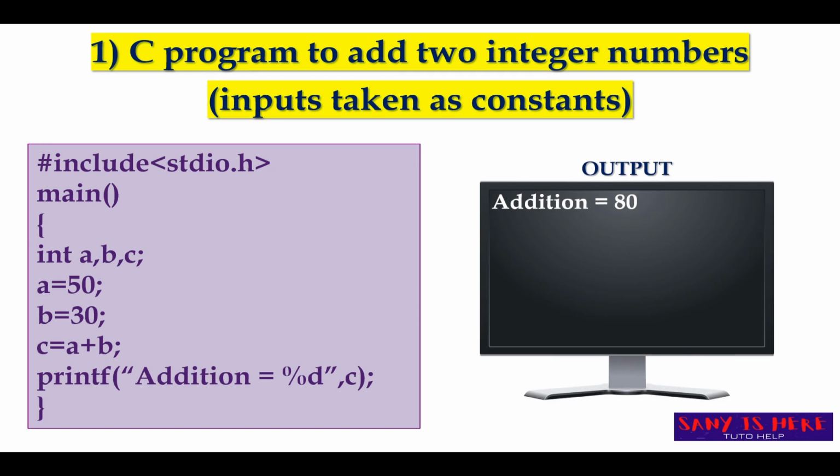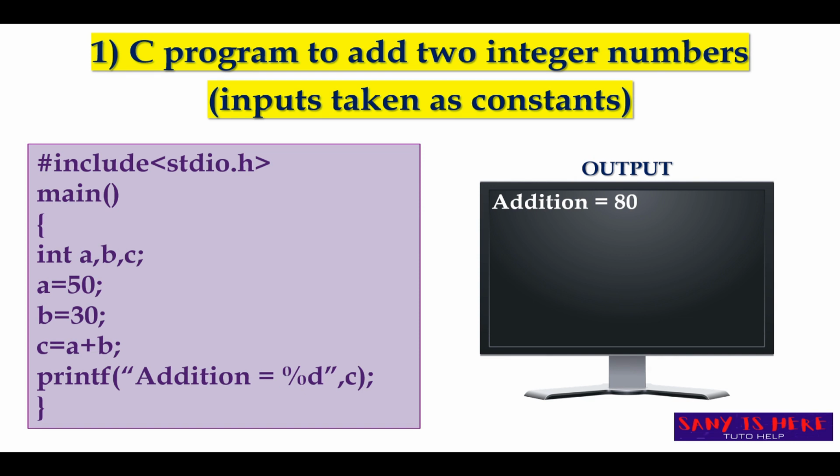Addition is equal to 80. Addition is equal to, as it is, it has printed what we have written in printf, and instead of that %d, the C value is printed, that is 80, which means C is of integer type. Got it? This is the format of writing that code.